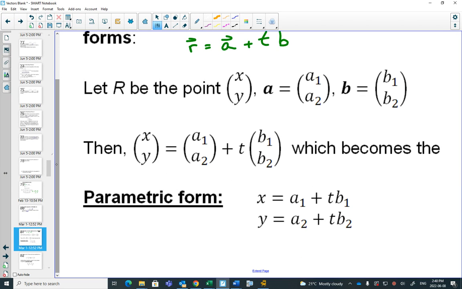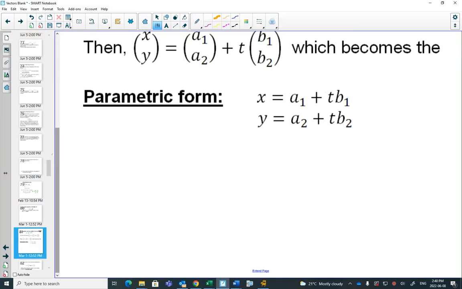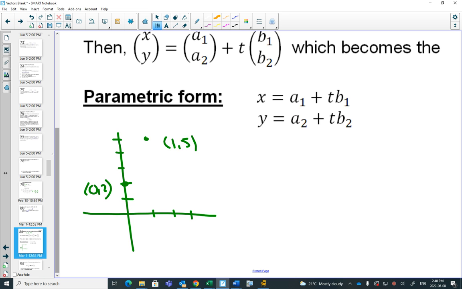Probably good to see an actual example of this. But then if you look at the x-coordinates on their own and the y-coordinates on their own, this is called the parametric form. So let's take something that you already know. Let's say we go through the point 0, 2 and 1, 5. There's a straight line.